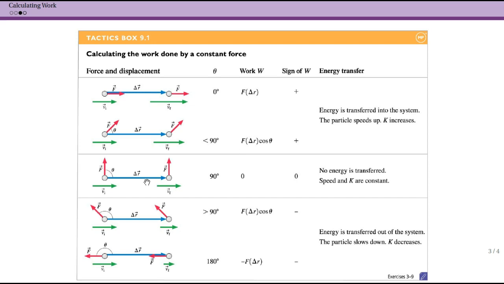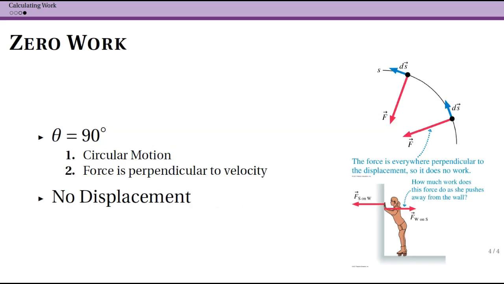So if your force and your displacement are in fact perpendicular, then you actually do zero work, and that's because cosine of theta, cosine of 90, is equal to zero. Finally, you have a situation where either it's completely anti-parallel or there's an angle greater than 90 degrees such that your force has a component that's anti-parallel. And in this case, you are transferring energy out of the system, meaning that you're decreasing the energy of the system.